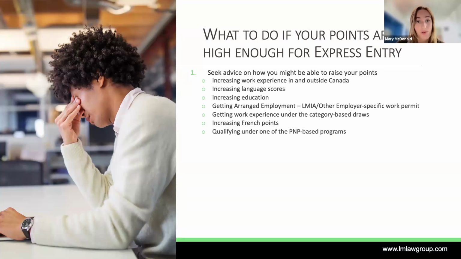Next, increasing language score. So as Elizabeth mentioned earlier, we really recommend that people have CLB 9s in their language scores these days. So if you're not scoring that on your language test, rewrite your test until you are scoring that if you can. Increasing your education. So sometimes getting another credential can really improve your points depending on your situation. Getting arranged employment. So as we mentioned, these points may be removed in the spring of this year. Remains to be seen when or if that will happen.